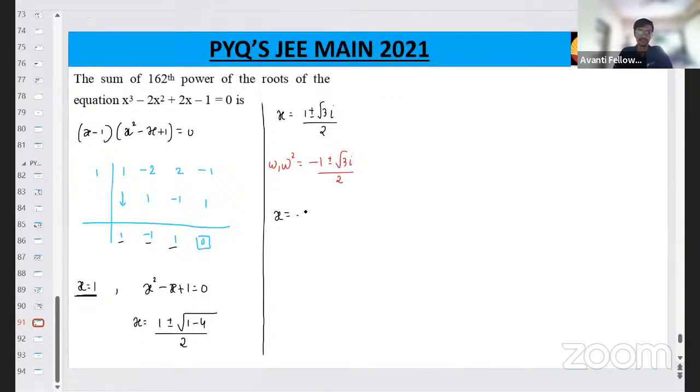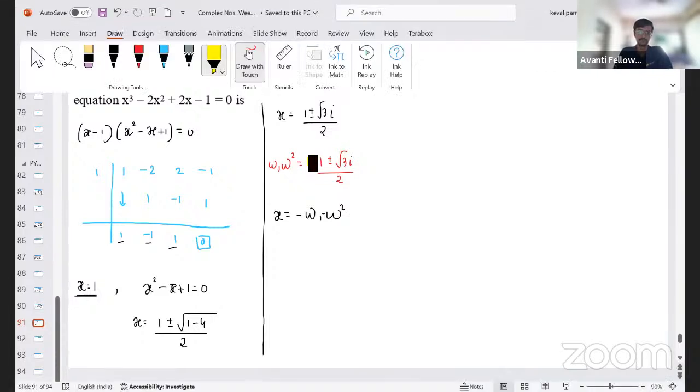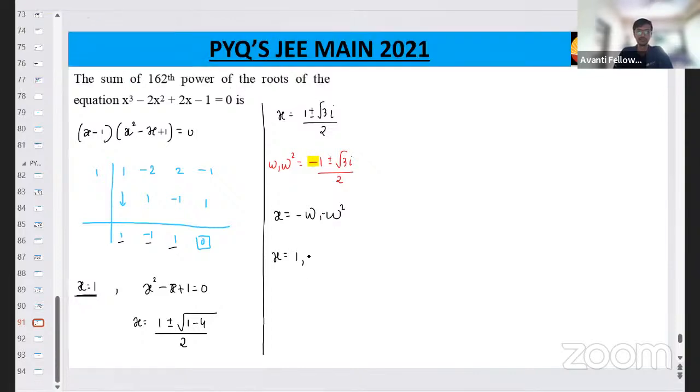So that means x की वैल्यू क्या होगी? माइनस ओमेगा and माइनस ओमेगा स्क्वायर. एक ही माइनस साइन का डिफरेंस है. I'll highlight it here. Correct? तो खाली माइनस लगा. So basically how many roots we got? 3 roots. 1, minus omega and minus omega square. Now क्वेश्चन में क्या पूछा है? क्वेश्चन में it is said the sum of 162th power of the roots. मतलब सब रूट के 162 पावर लेने हैं और उनको ऐड करना है.